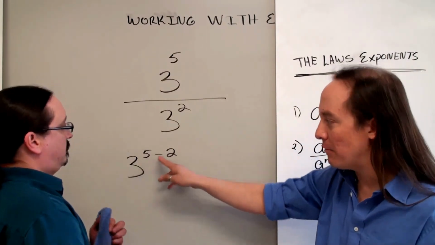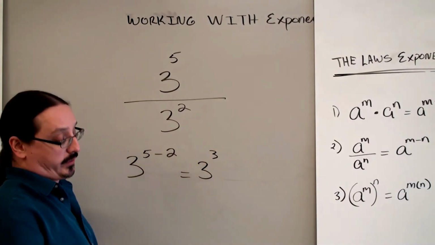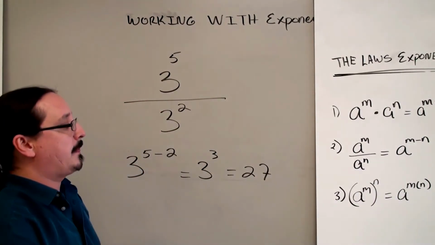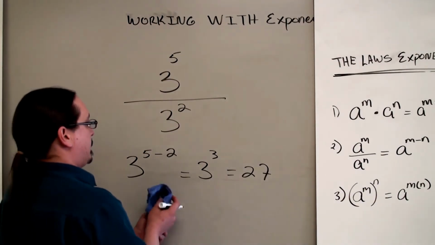So it's 3 to the 5 minus 2, which is equal to 3 to the third, which we saw earlier was 3 times 3 times 3, or equal to 27.